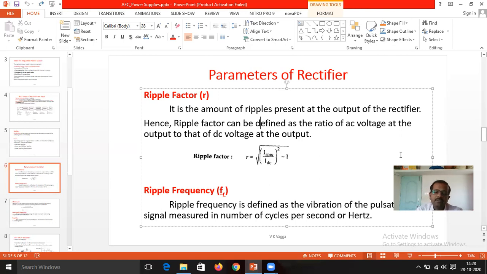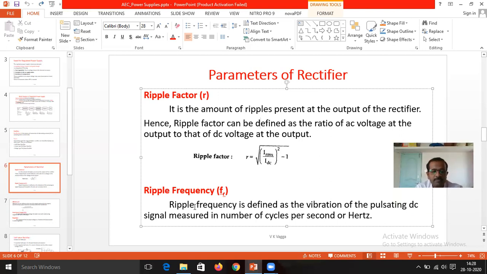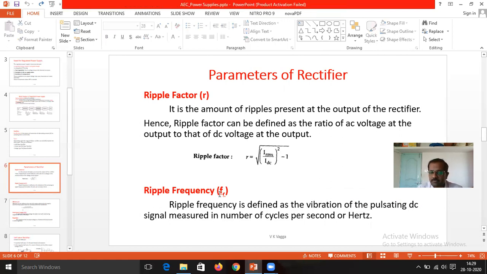Okay, and another parameter is the ripple frequency. It is the vibration of the pulsating DC, and it is measured in terms of cycles per second or in hertz. It represents the frequency of the pulsating DC signal, and that itself is called the ripple frequency. So it is the vibration of the pulsating DC signal, measured in cycles per second or in hertz.